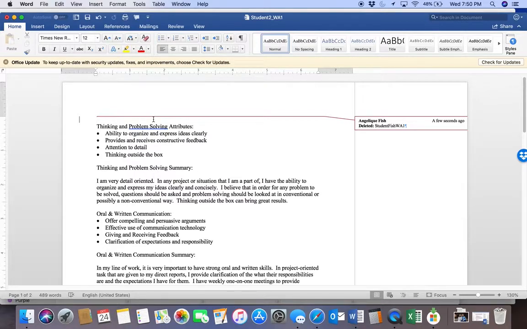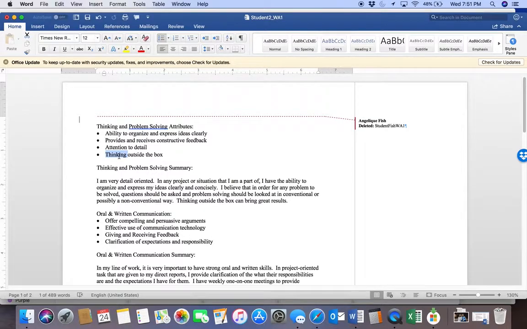Okay, so anytime you have a list, whether it's a number list, bulleted list, or a list in a sentence, you have to make sure your items in the list are in parallel format. Parallel format means that each item is in the same grammatical format. So if you have a bulleted item that starts with a verb, they all have to start with verbs. If you have a bulleted item that's a complete sentence, they all have to be complete sentences. So this one here, ability is a noun. This one here, provides and receives, verbs. Attention to detail, attention, noun. So thinking is an ing verb. Anyway, so you can see here that these items are not in parallel format.